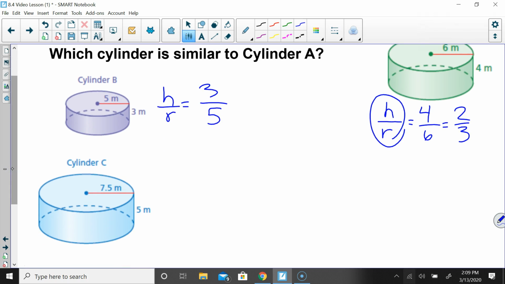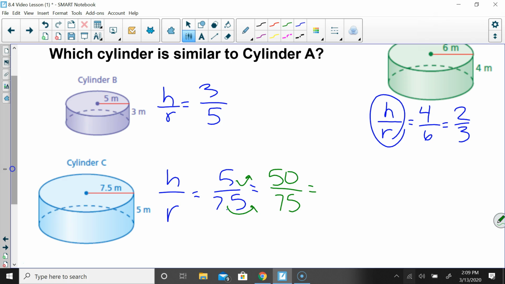Let's do the same thing with cylinder C. Let's take h over r, height over radius. The height is 5, the radius is 7.5, and we need to simplify it. When we have a decimal in a fraction, we can get rid of the decimal just by moving it to the right. Whatever we do on the bottom, we have to do to the top. Move it over. So then we become 50 over 75. And let's simplify it. Divide both by 5, you get 10 over 15.